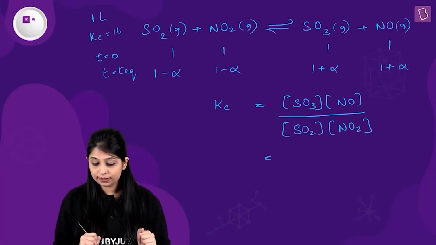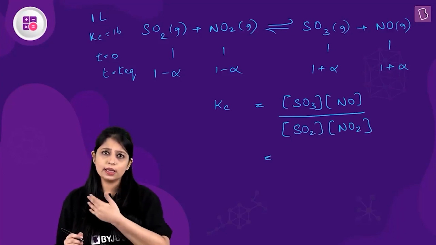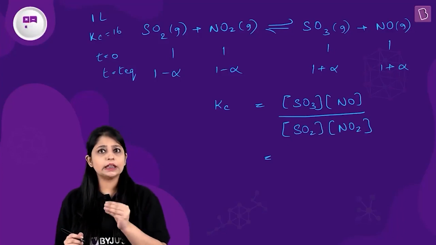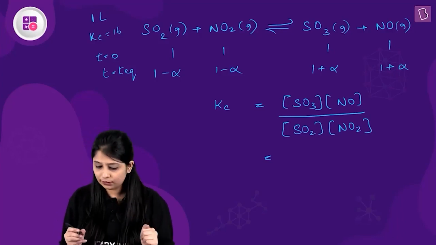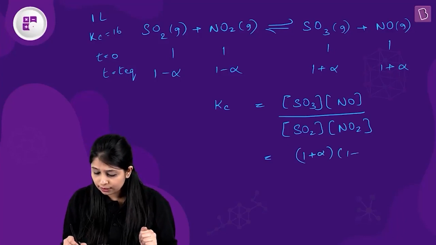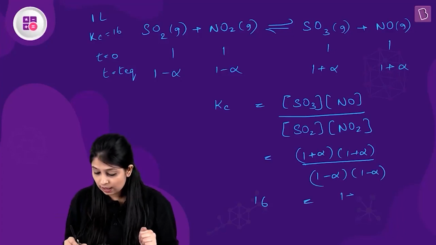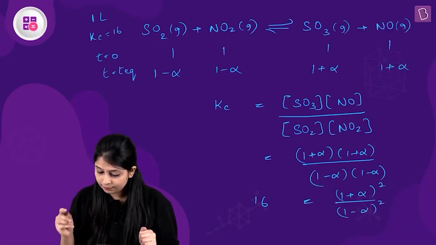Okay, so what is concentration? Number of moles divided by volume. Volume is 1, so we can equate it in terms of number of moles as well, right? So this comes out to be 1 plus alpha into 1 plus alpha divided by 1 minus alpha into 1 minus alpha. Kc is 16. So this is (1 plus alpha) square divided by (1 minus alpha) square, right?